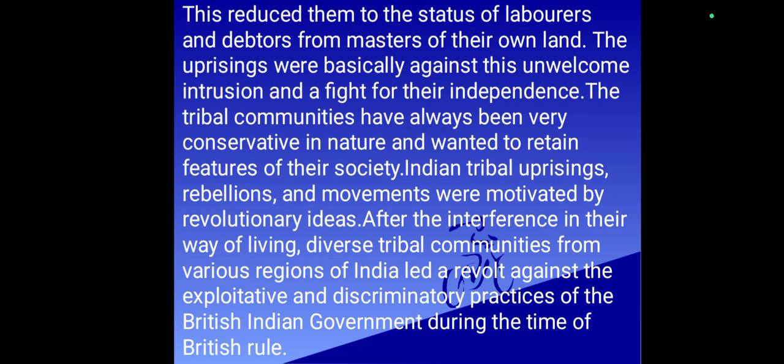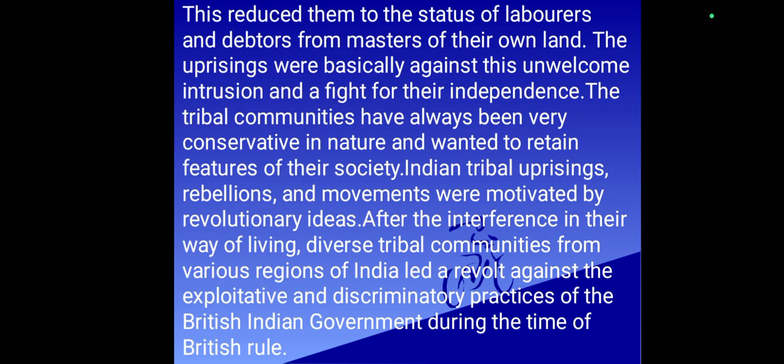The uprisings were basically against the intrusion and a fight for their independence. The tribal communities have also been very conservative in nature and wanted to retain features of their society. Indian tribal uprisings, rebellions and movements were motivated by revolutionary ideas.